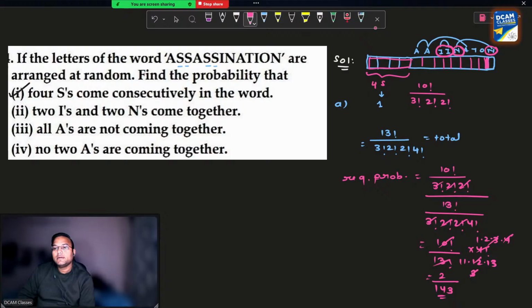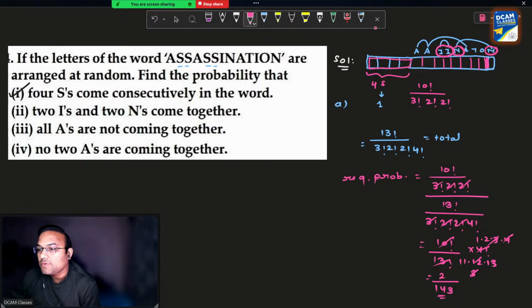Two i's and 2 n's come together, so that will be acha. Okay, this 2i, 2n come together and will be counted as 1. Again, 4 things. Again, here the total cases will be same.